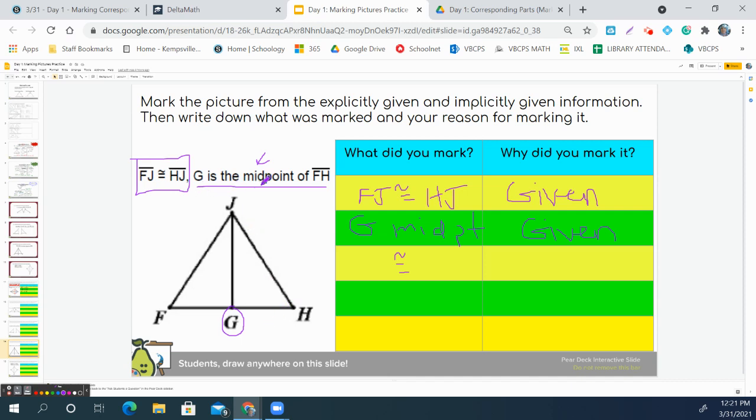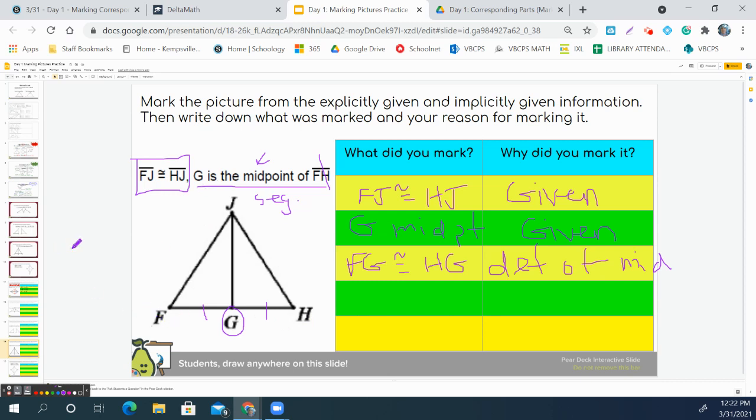If G is the midpoint, I'm talking about a segment. So if G is the middle of the segment, what is the right and the left side of the segment? FG and HG. It's those so whats that are hard, right? So if G is the midpoint of this segment, it comes in the middle of the segment, FG equals HG. This is the definition of midpoint, right? Definition of midpoint.